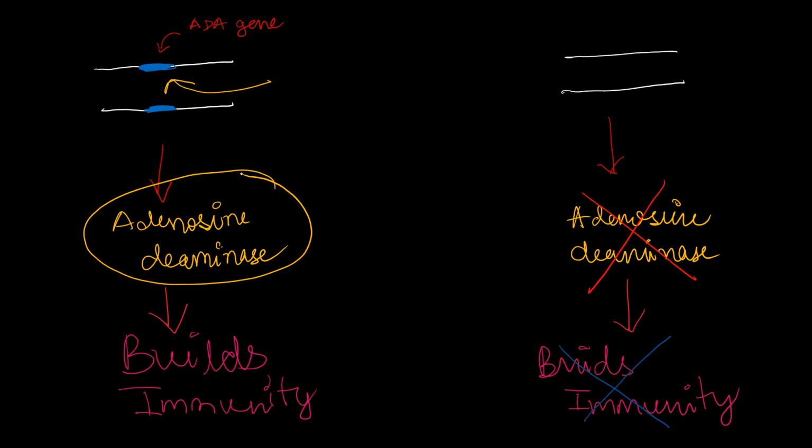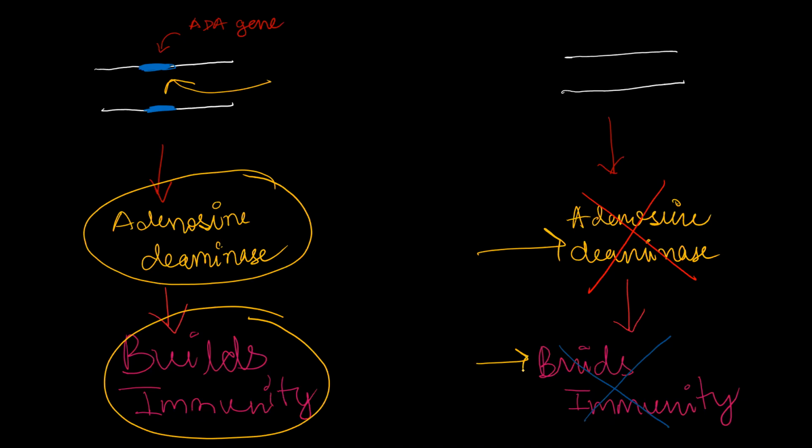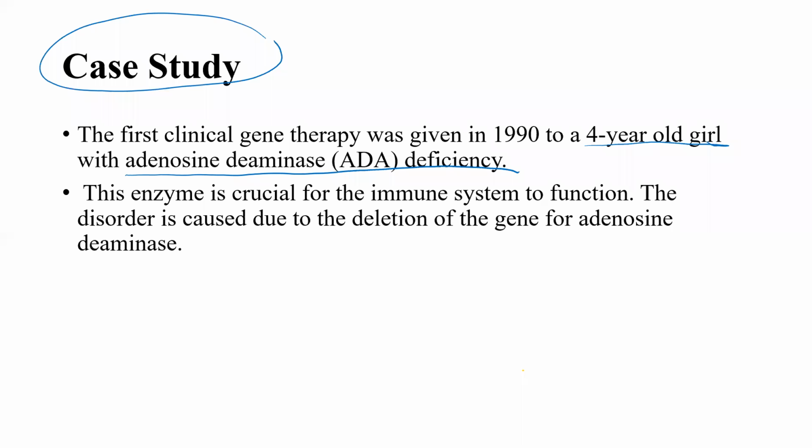And what does adenosine deaminase do? It builds immunity. So what happens when we don't have this adenosine deaminase gene? It will not produce adenosine deaminase and it will not build immunity, so it causes really big problems for immunity. This enzyme is crucial for the immune system to function. This disorder is caused due to the deletion of the gene for adenosine deaminase.